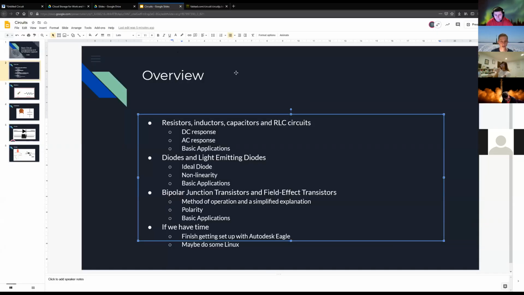There it is. All right, so I guess this is what I wanted to cover. So we'll start with the DC response of resistors, inductors, and capacitors. I'm hoping most of you know the basics of each of these components. Maybe not inductors, they're a little bit more advanced, but we have resistor, capacitor, and inductor.